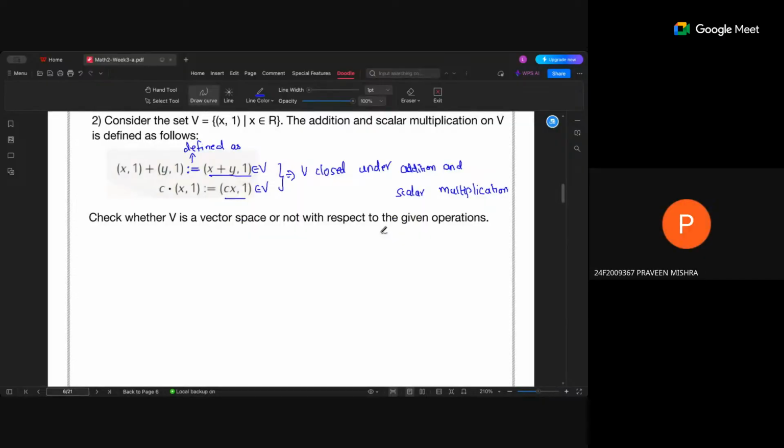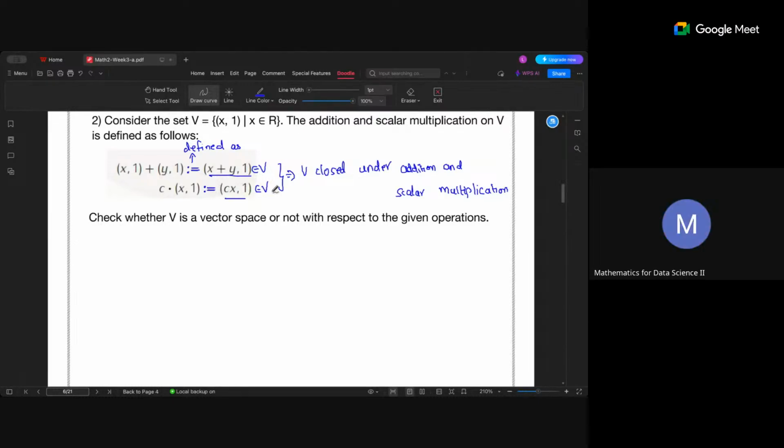Ma'am, in the second example, c times (x, 1), if we take c equal to minus 1, then how does it become true? That is what I'm saying. We are defining it like this, that it should look like this.